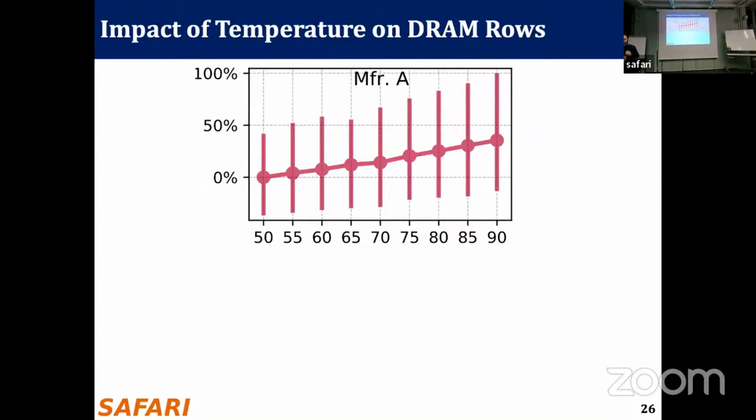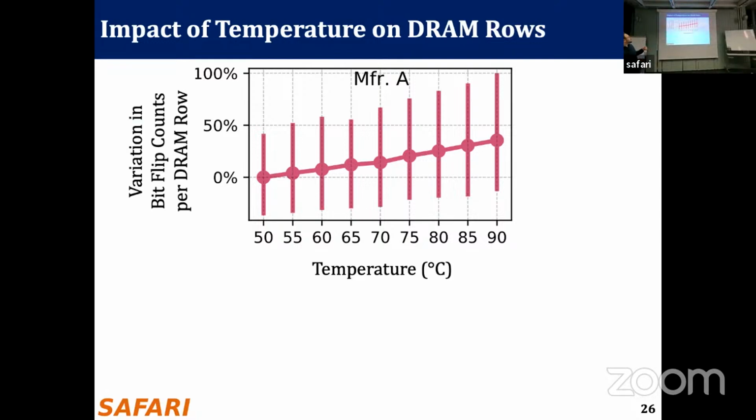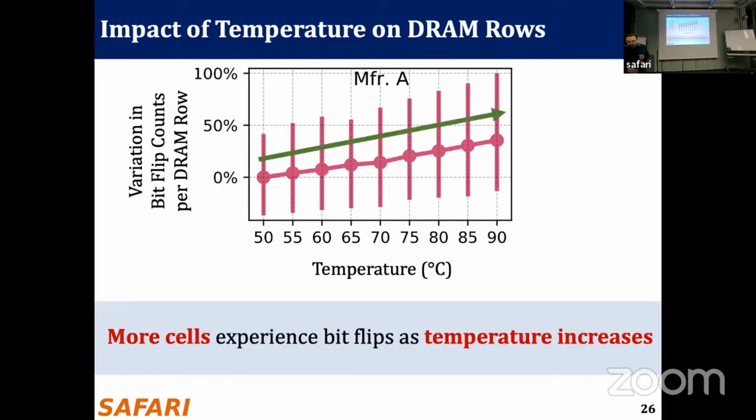Okay, so next we look at how the overall bit error rate changes as temperature increases. And this plot shows exactly that. We observe that as temperature increases, the variation in bit flip counts per DRAM row actually increases. So more cells experience bit flips as temperature increases.